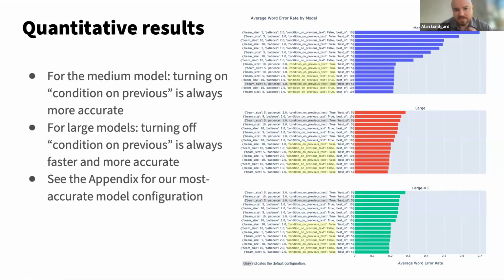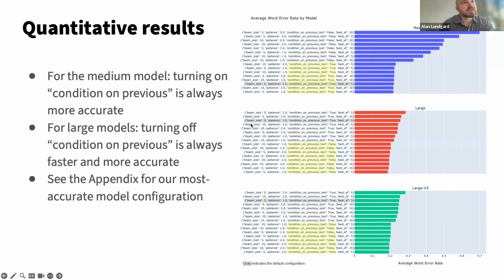I won't get into detail about what word error rate is. The thing to understand for a general audience is that error rate is the inverse of accuracy. So in this visualization, the smaller the bar, the more accurate. For each of our different models, we highlighted the default configuration, the out-of-the-box configuration, in gray.